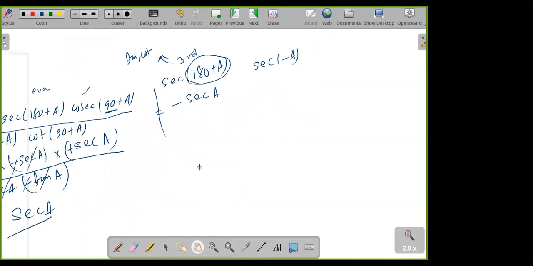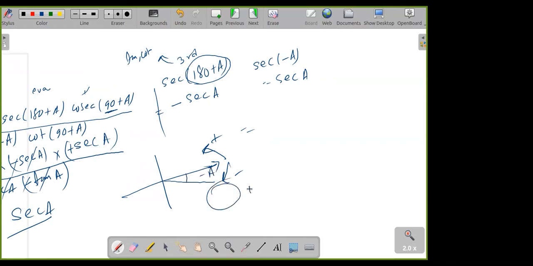If you start the angle from here, this is the positive side, right? But if you go this side, it is the negative side. So this is minus angle a, and this is which quadrant? Fourth quadrant. In the fourth quadrant, cos and sec remain positive. So that's why it's positive.